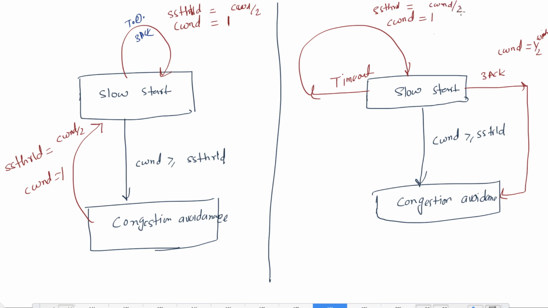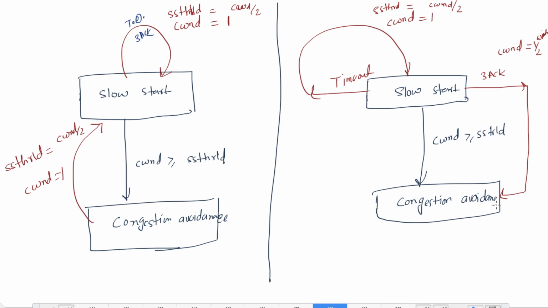So this is the same as earlier, but there is a little change. If there are three ACKs, then TCP thinks that the congestion is not that severe, and you can treat it differently than a timeout. So it says, congestion is not that severe, so let me not restart anything, which means let me not make the congestion window 1.